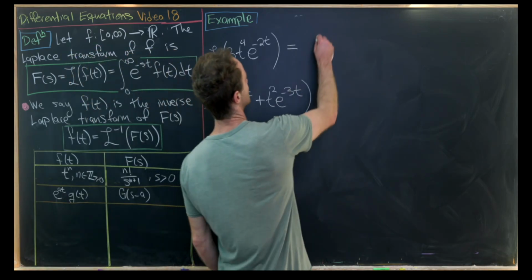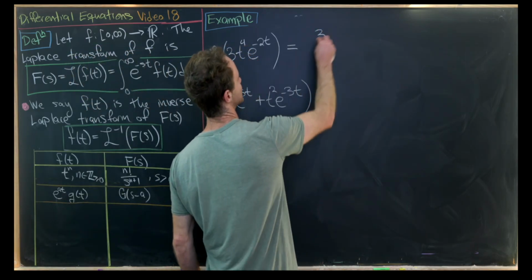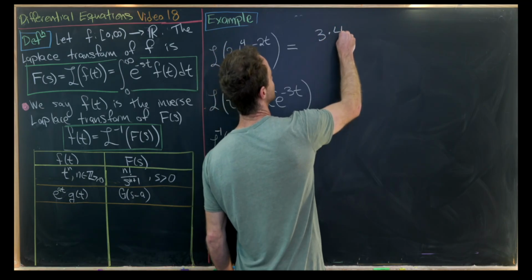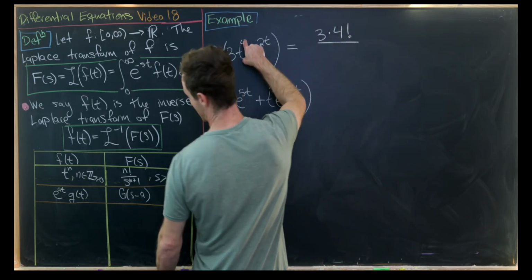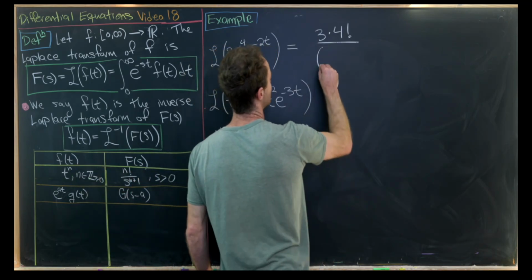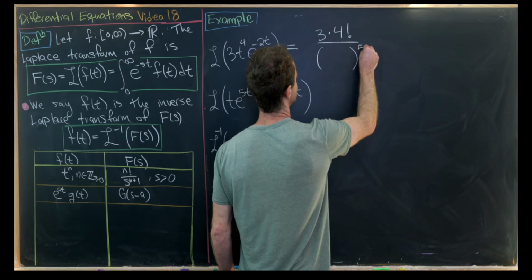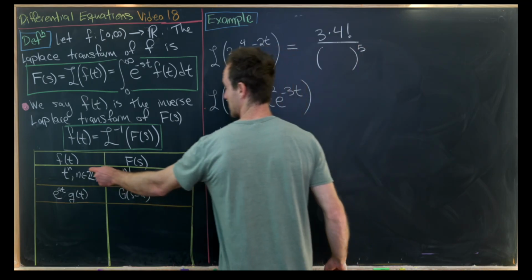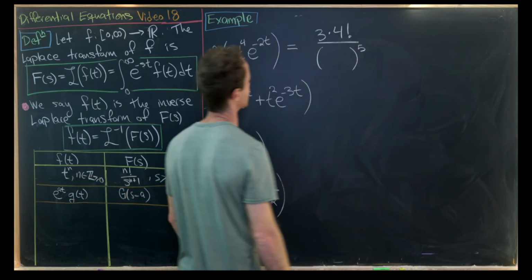Okay, so let's recall that we should get something like this. We should get 3 times 4 factorial. From this 4 here, notice that the n here becomes an n factorial. And then down in the denominator, we'll have something to the 5th power. That's because this n here becomes an n plus 1.